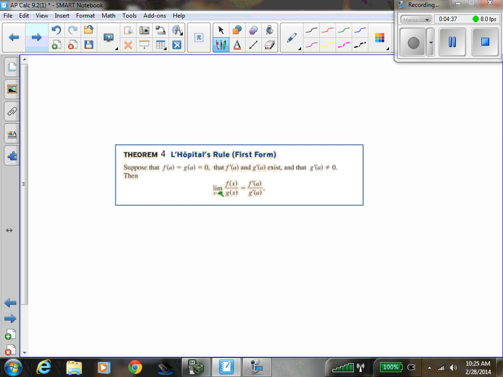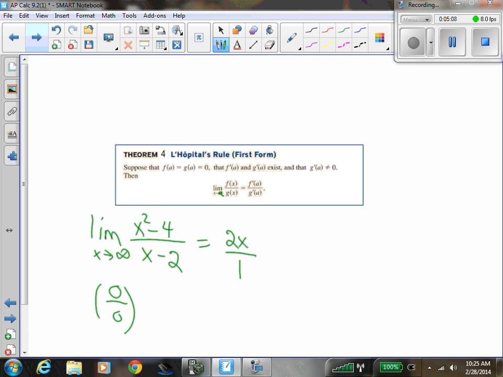All right, so now let's apply that to the problem that I had up on the board just a minute ago. If we do the limit as x approaches infinity of x squared minus 4 over x minus 2, since this gives us 0 over 0, then what we can do is take the derivative. So the derivative here would be 2x. The derivative here would be 1. And now we want to evaluate this.